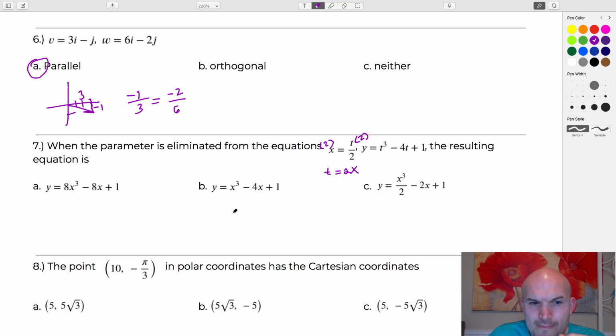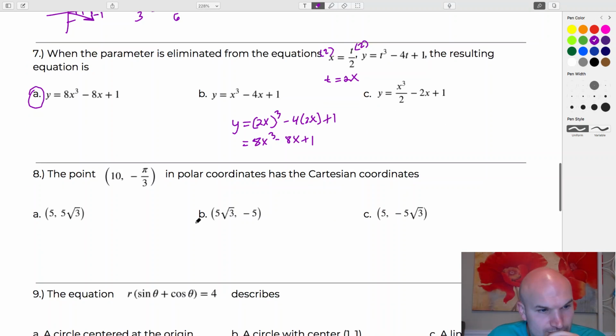Now you're going to plug that back in. So y is equal to 2x cubed minus 4 times 2x plus 1. Okay, so 2x cubed is going to be 8x cubed, which there's only one of in there. But again, I'll just finish it up, minus 8x plus 1. And there's your answer, A.